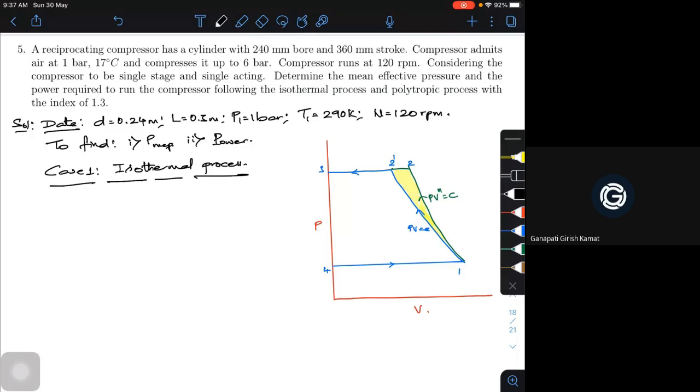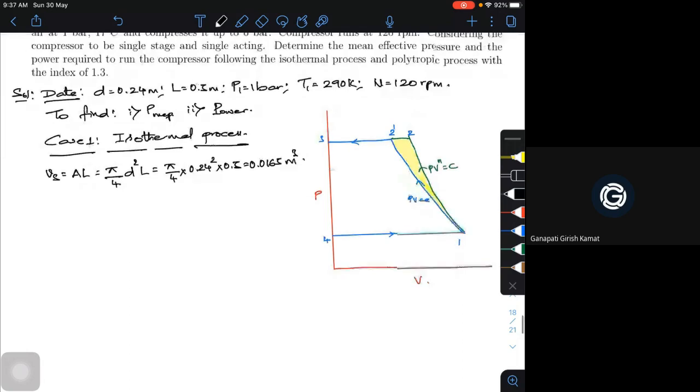The stroke volume is equal to the area of the cylinder into L, that is pi by 4 into D square into L. That is pi by 4 into 0.24 square into L, which is 0.3. I am getting around 0.0163 meter cube.